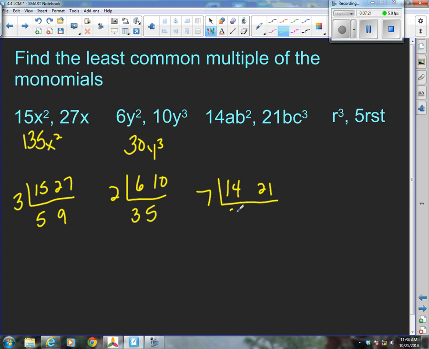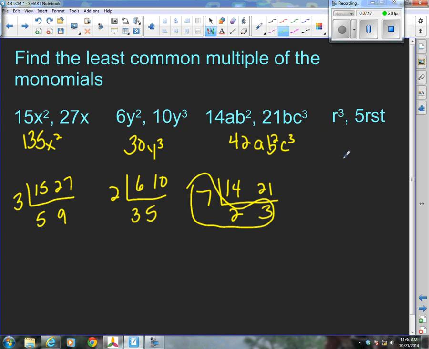Here I'm looking at 14 and 21. 7 goes into both of those. That's 2 and 3. 6 times 7 is 42. Again, I want to multiply that to get the LCM. I take whatever's up here. It doesn't matter if they have it in common or not, as long as it's up here. The largest of a is a. I see a b and a b squared. I take the largest, which is b squared. I see a c cubed. That's the only one up there, so it goes to my answer. 42 a b squared c cubed.